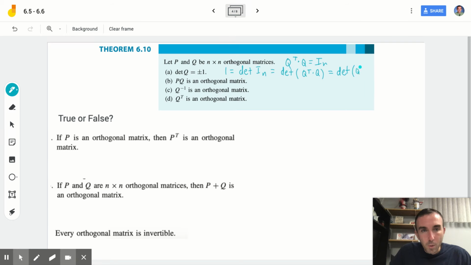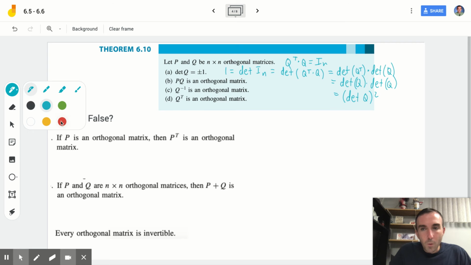Q transpose times determinant of Q. Next, we can swap out determinant of Q transpose with just determinant of Q. As we saw in the last example, the transpose is the same as the original. So that simplifies to determinant of Q squared.